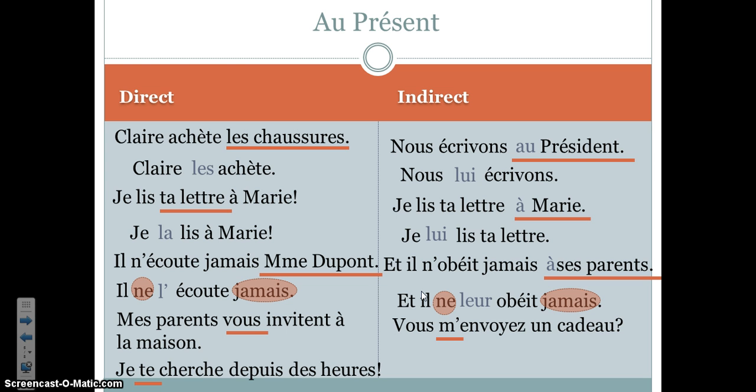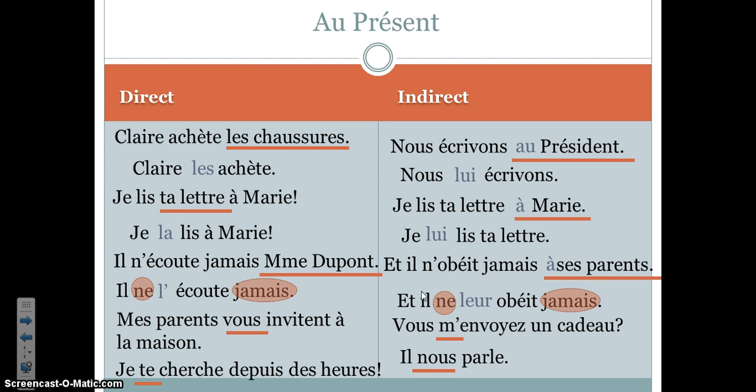Two examples using me and nous again. Vous m'envoyez un cadeau. Notice here that you are doing the sending. You are sending a gift. And to whom are you sending the gift? To me. So in this particular case, me is an indirect object. It does matter if you can identify them as direct or indirect as when we get to the passé composé.